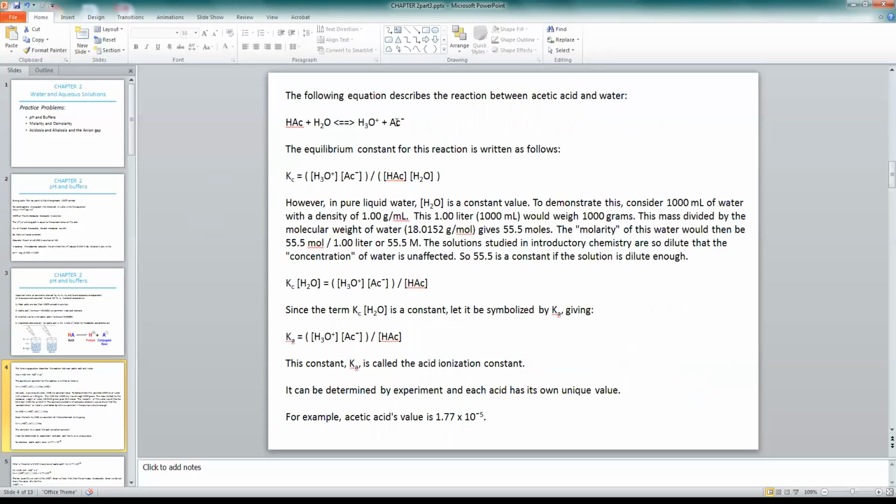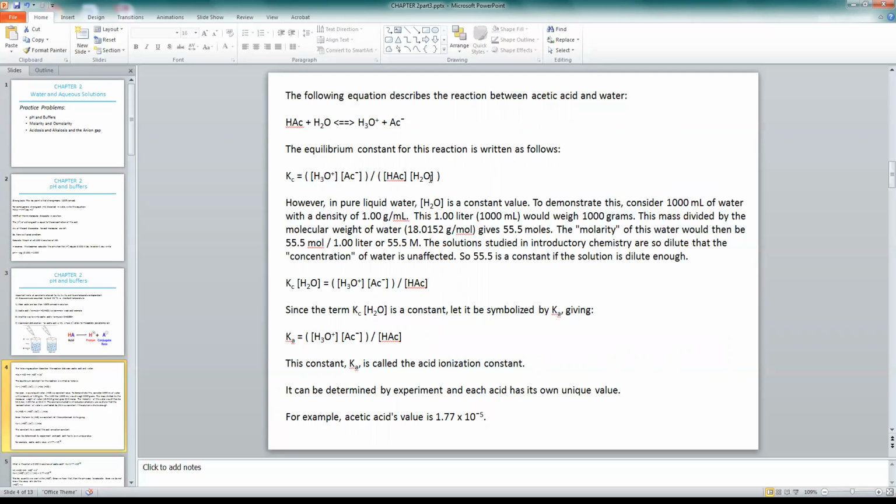If we go through and take a look at that, we can write an equilibrium expression where our products, H3O+ and the acetate, are divided by our starting materials, in this case the acetic acid and the water. Now, you are probably familiar with this from general chemistry. Whenever you're writing equilibrium expressions, you discount pure water.